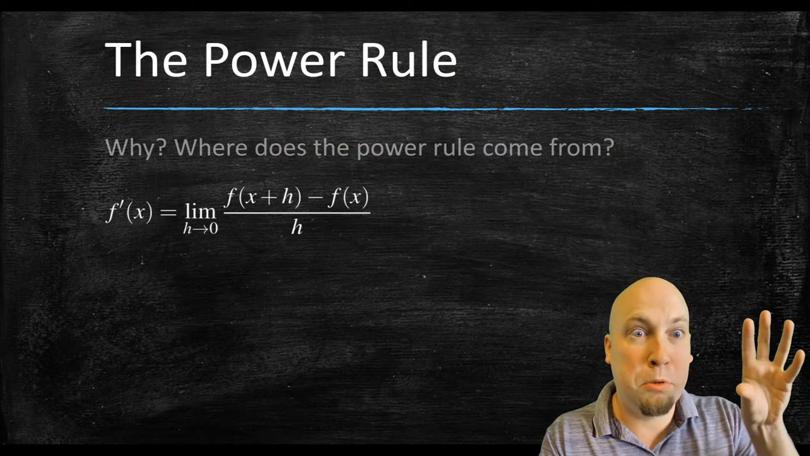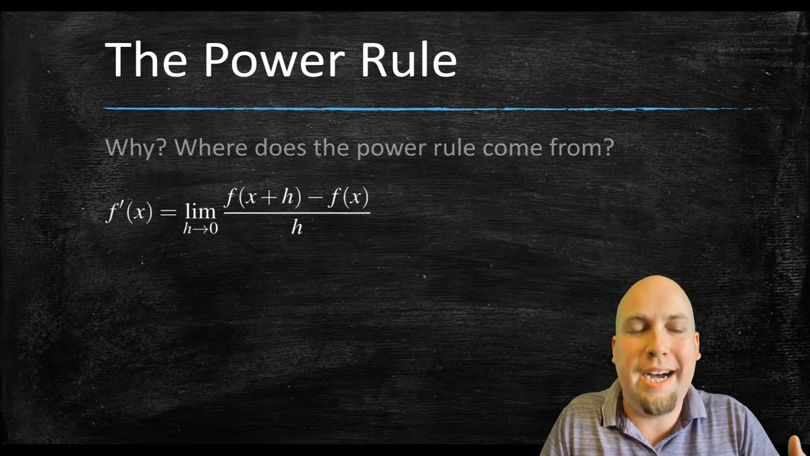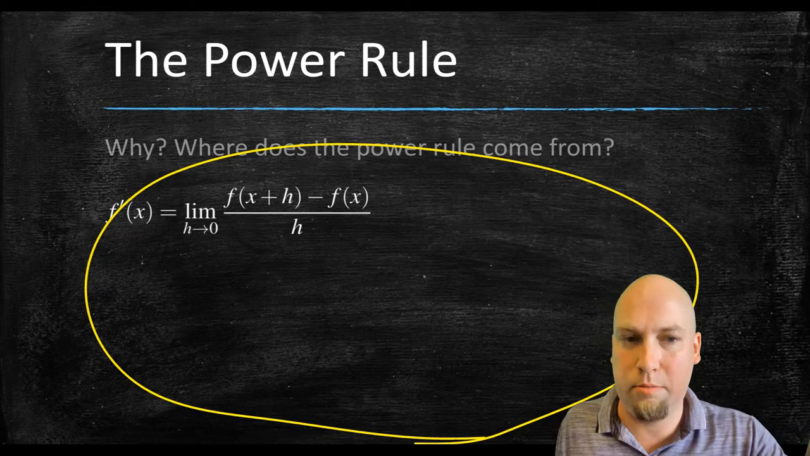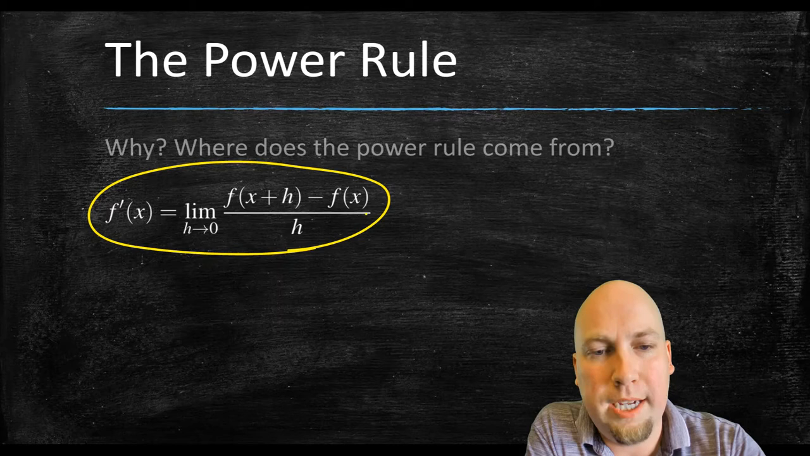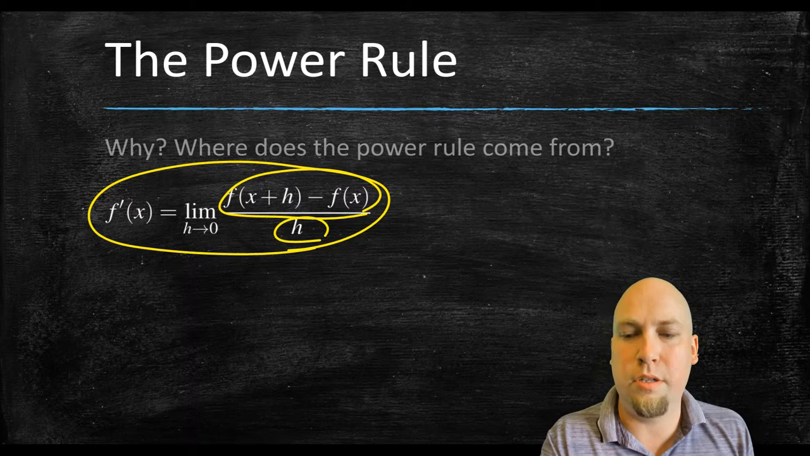I'm going to show you what's going on underneath the hood here, what's going on behind the scenes. We don't have to use any of the stuff I'm going to write down now whenever we want to use the power rule, but this is just to convince you that it's right. It's going to show you that I'm not making things up here. All right, so where does the power rule come from? Well, the derivative by definition is this limit as h goes to zero of the y difference divided by the x difference. That's just copying down the definitional formula from a couple slides ago.